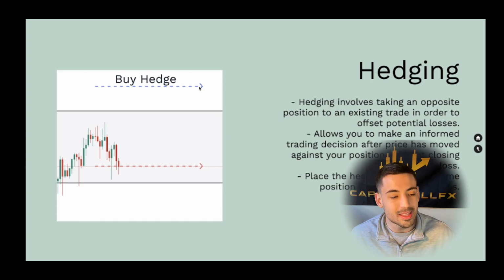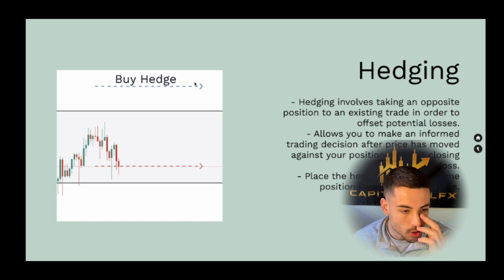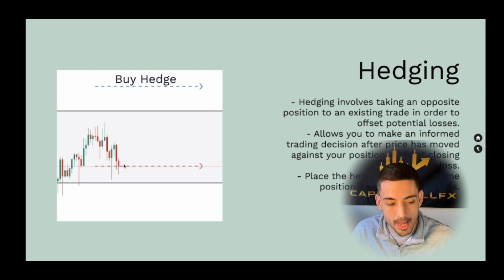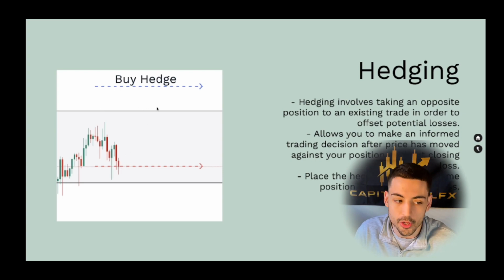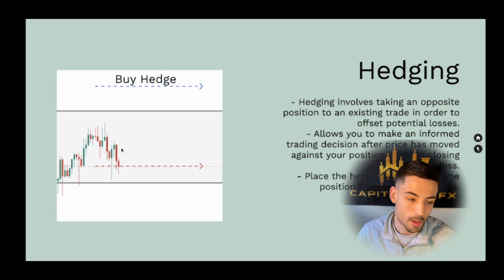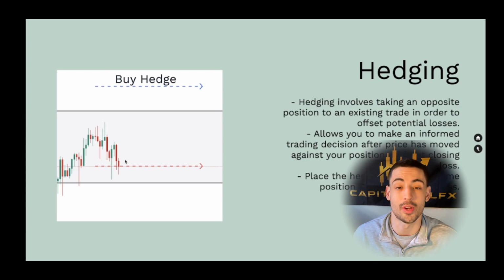So let's take a look at the left-hand side here, this little screenshot. We could see in this example, let's say we placed a sell around the significant horizontal level. Let's say this level is a significant resistance level, right? And we're forming a lot of bearish price action. So after a couple bearish impulsive candles, we end up entering a sell.